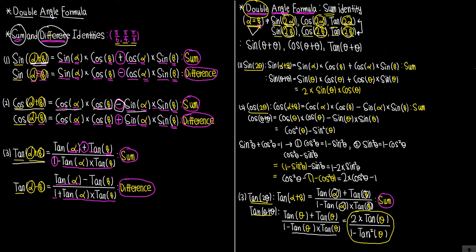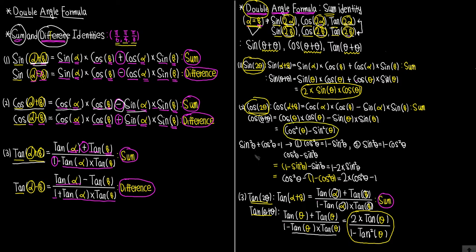So basically, we replace alpha and beta with theta, so it will be sine of theta plus theta, cosine of theta plus theta, as well as the tangent of theta plus theta. If you apply exactly the same formulas of the sum identities, then we get sine of 2 theta, the double angle formula for sine, as 2 times sine theta times cosine theta. And for cosine of 2 theta, we get cosine squared theta minus sine squared theta.